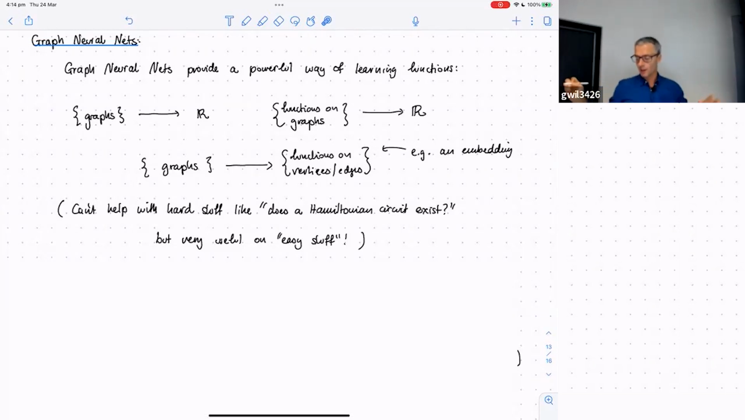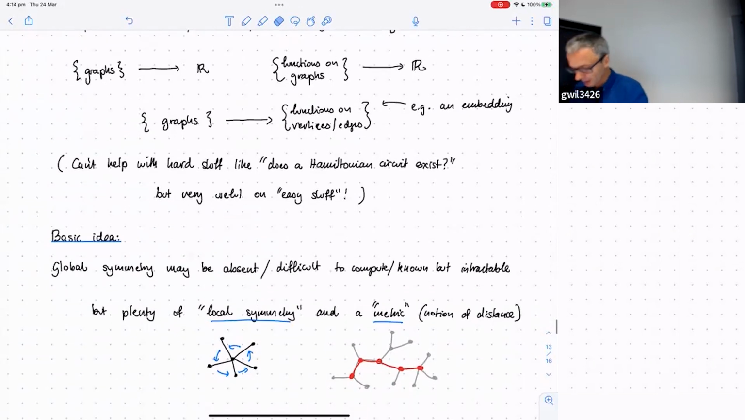So I guess the takeaway is that graph neural nets are useful for anything to do with graphs, as long as it's not an NP-hard problem on graphs, of which there are plenty. Graph neural nets aren't going to help you solve something like, is there a Hamiltonian circuit? So what's the basic idea?